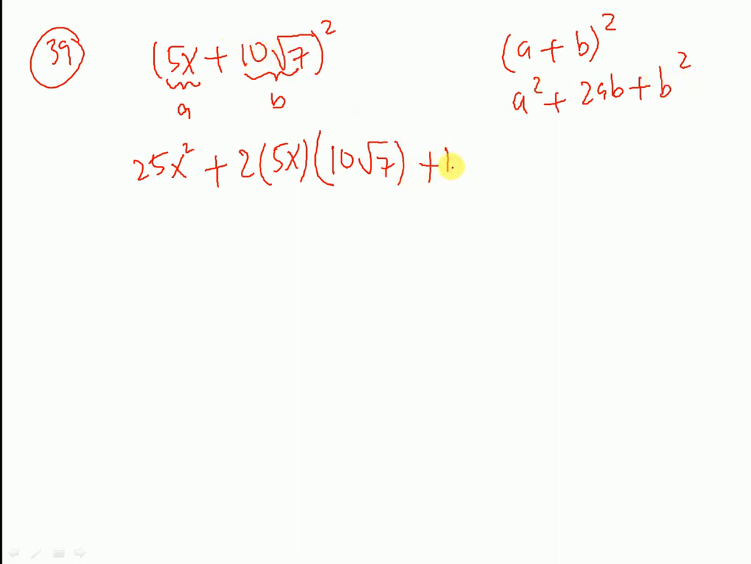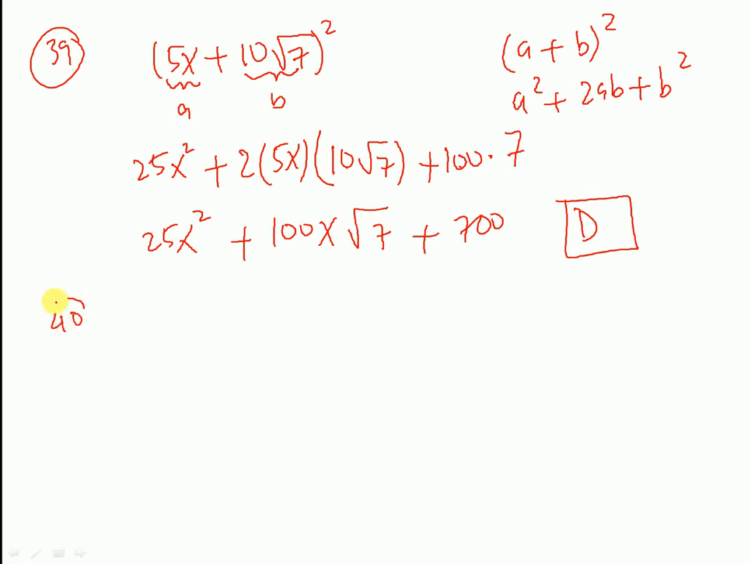10 squared is 100. This thing squared, you have left 7. So 25x squared, plus 2 times 5 is 10, 10 times 10 is 100, x, and then radical 7, plus 100 times 7 is 700. So this should be part D.